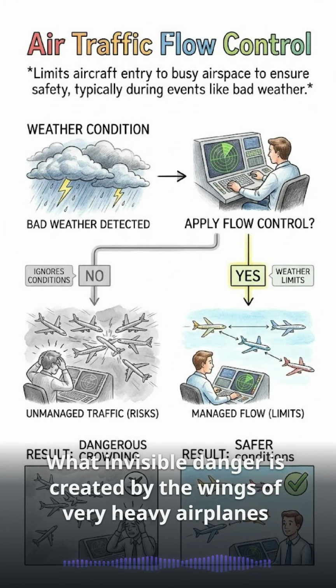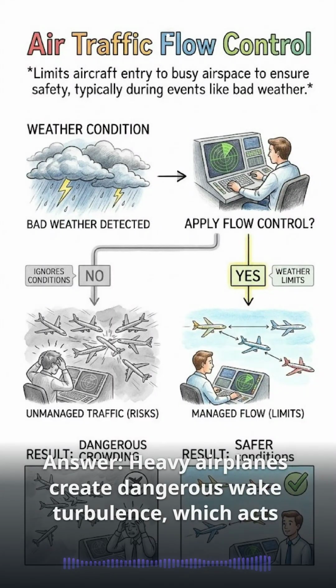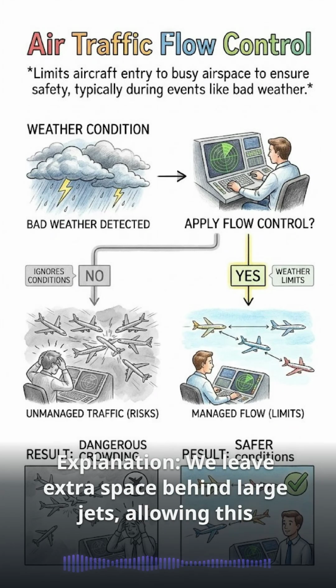8. What invisible danger is created by the wings of very heavy airplanes flying at high speeds? Heavy airplanes create dangerous wake turbulence, which acts like small dangerous tornadoes spinning behind their wings. We leave extra space behind large jets, allowing this turbulent air to calm down completely today.